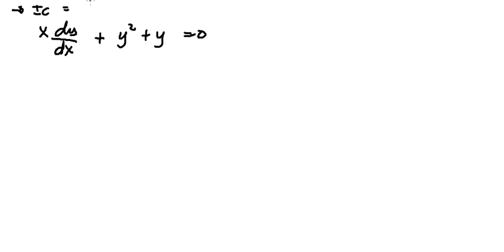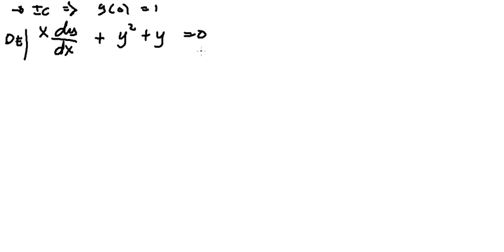Let's obtain the general solution of the equation x dy/dx + y² + y = 0. Let's also obtain the particular solution by having the initial condition y(0) = 1. Okay, so this is our differential equation: x dy/dx + y² + y = 0.